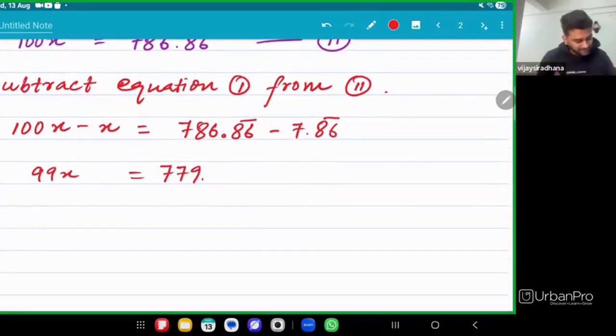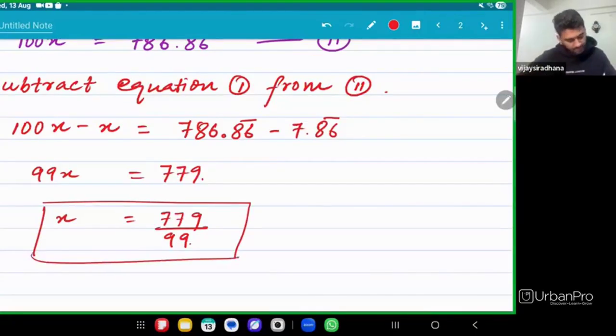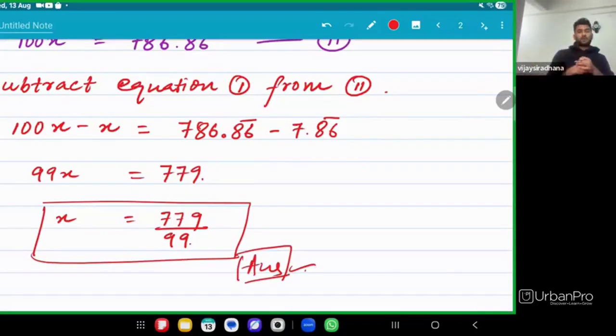So the value of x will be 779 divided by 99. Now you can simplify it if it is divisible. 99 is divisible by 3, whereas 7 plus 7 plus 9 is 23, so the upper one is not divisible by 3. So that's it, this will be the final answer.